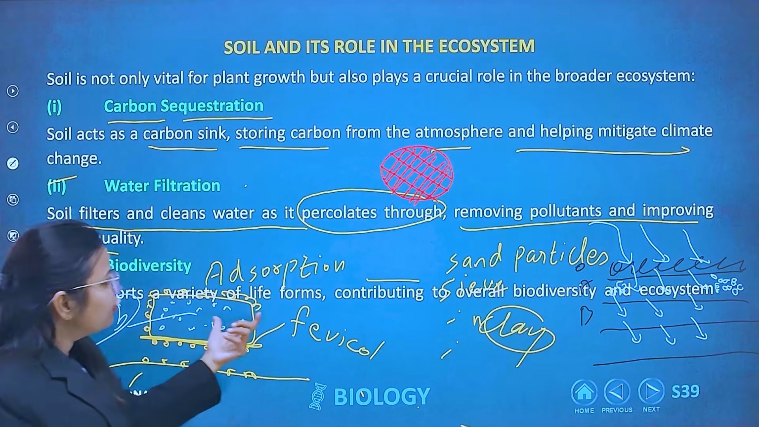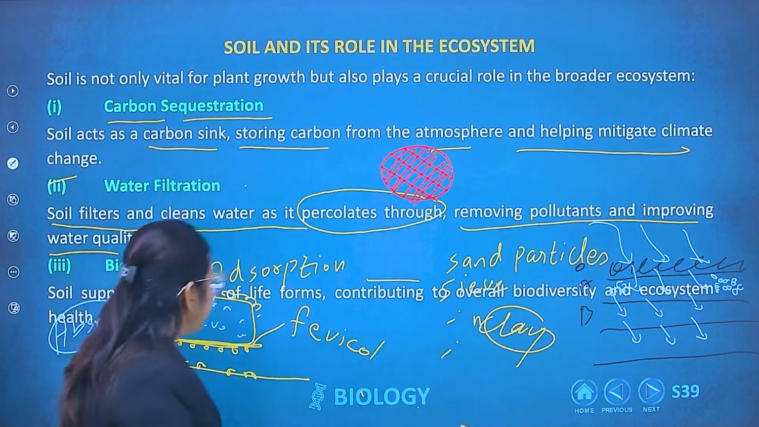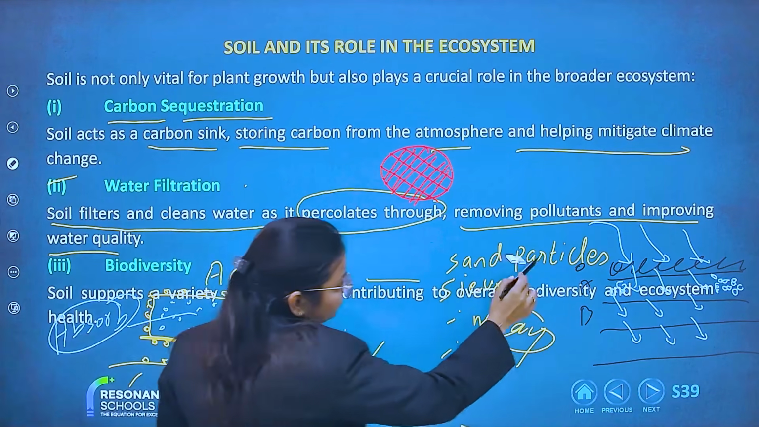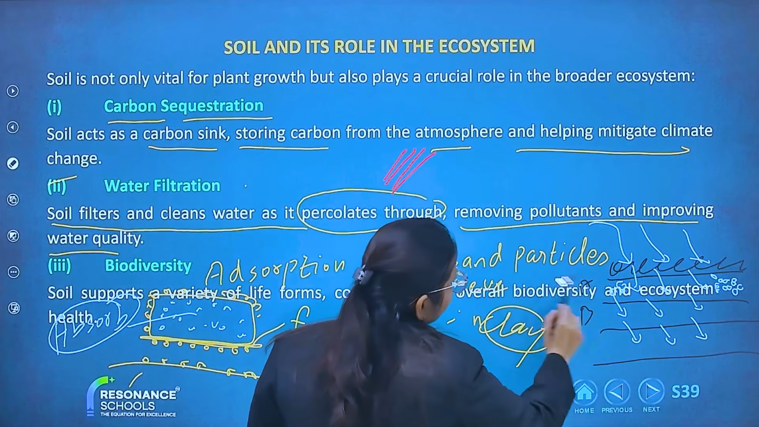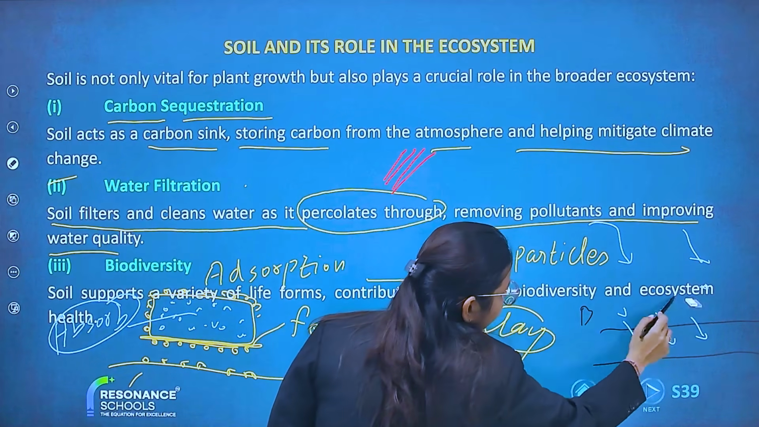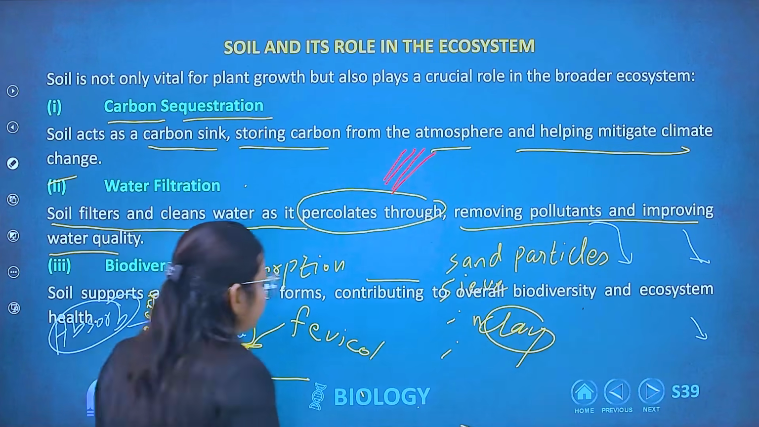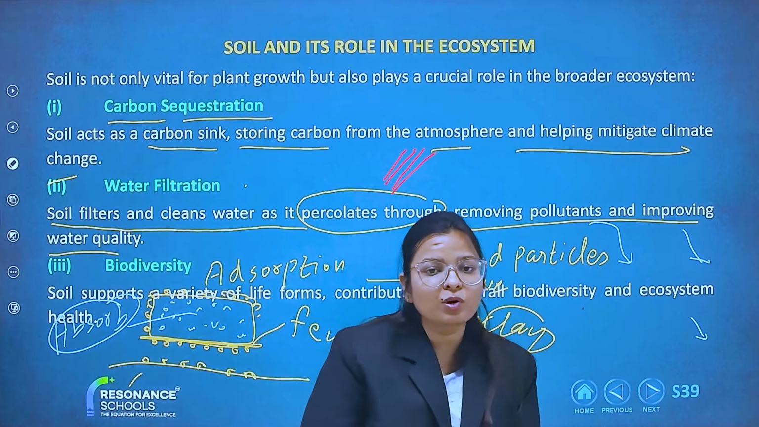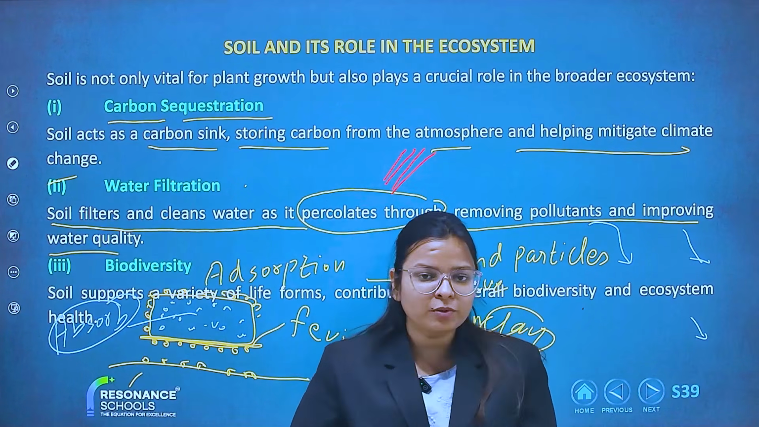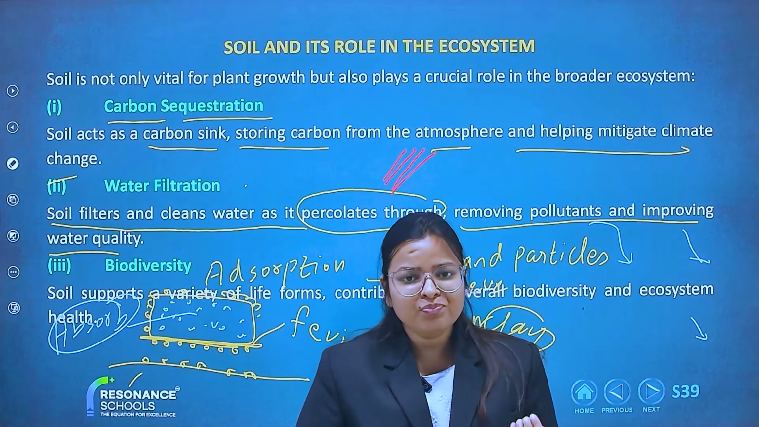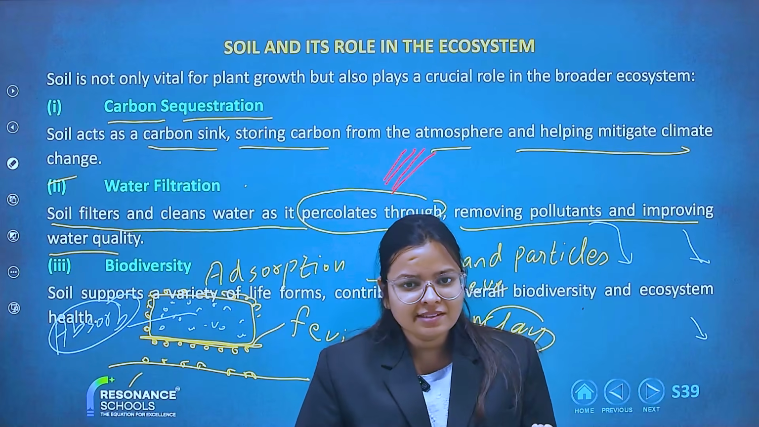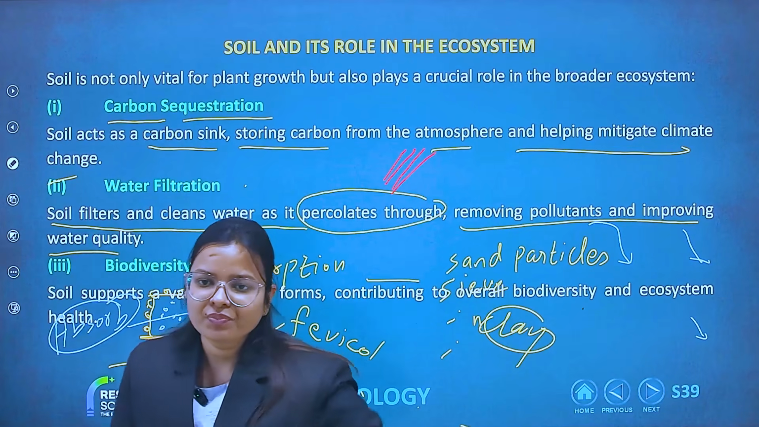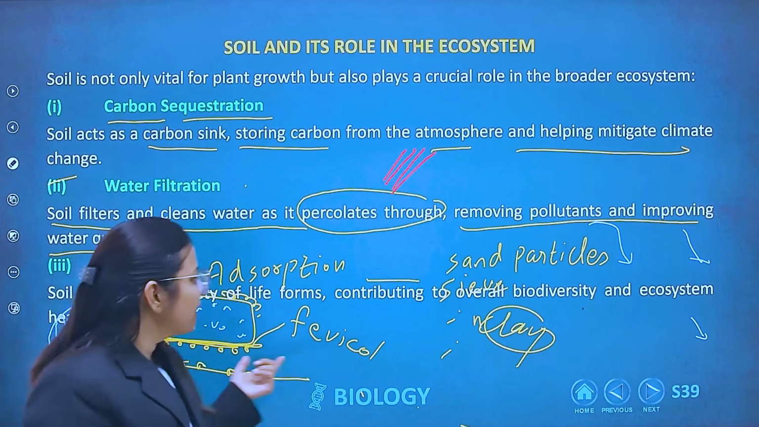Soil supports a variety of life forms, contributing to overall biodiversity and ecosystem health. Okay, what microbes does soil have? Fungi, bacteria, earthworms, many kinds of insects, larvae, fly larvae, not flies. So there are so many kinds of organisms present in soil.